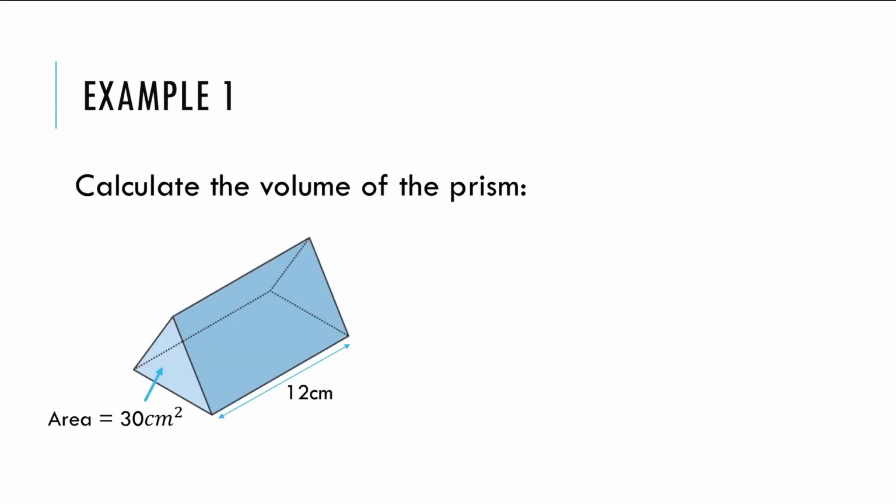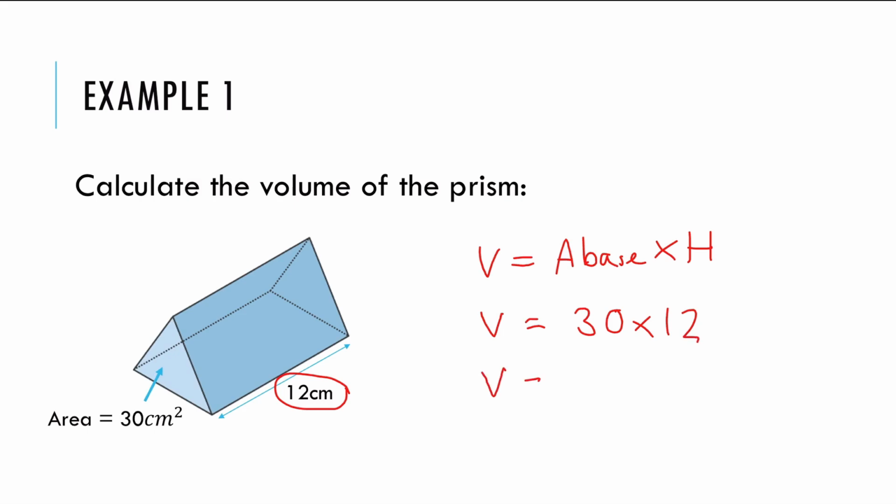So let's look at our first example. Calculate the volume of the prism. This time we are given the area of that base triangle on the front. So our volume is nice and easy. We simply take the area of the base shape and multiply it by the height. And I use the capital H for the height of the prism. I can see here that the height is the stretch of the prism. It's 12 centimetres. So my volume is 30 times 12. Very important from last lesson, volume is measured in centimetres cubed.